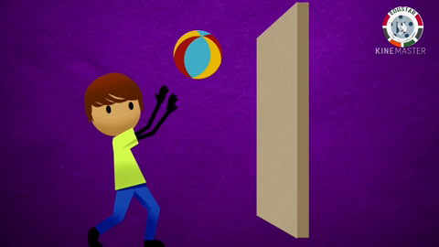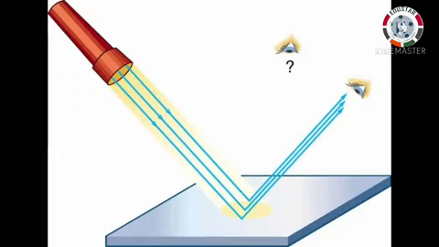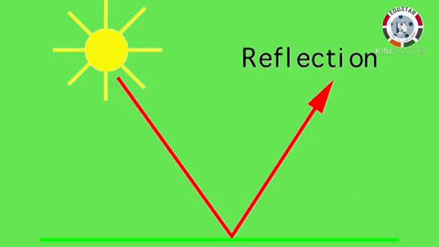If you throw a ball towards a wall, it bounces off, isn't it? When light hits anything, it also bounces off. We call this reflection of light. If anything reflects light to our eyes, we can see that thing.